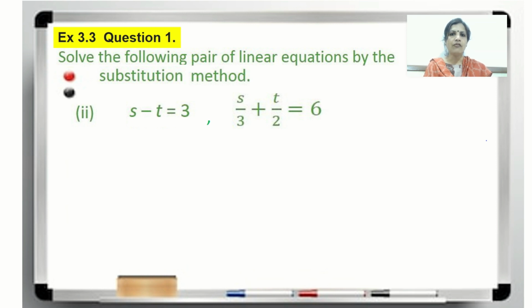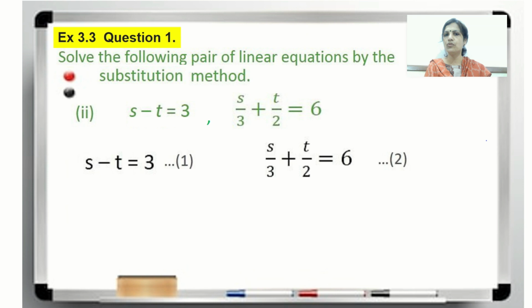So we are starting from question number 1 and second from that. s minus t is equal to 3 and s upon 3 plus t upon 2 is equal to 6. Keep in mind, it's not necessary that the variables will always be x and y. It can be any variables, and here the two variables are s and t. So we will consider s minus t is equal to 3 as equation 1 and s upon 3 plus t upon 2 is equal to 6 as equation 2.